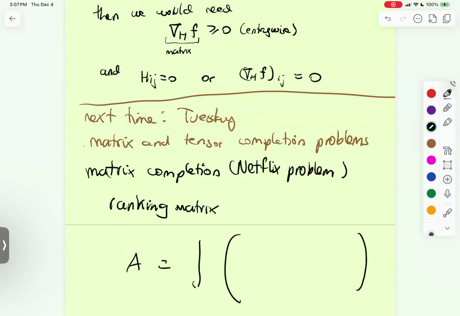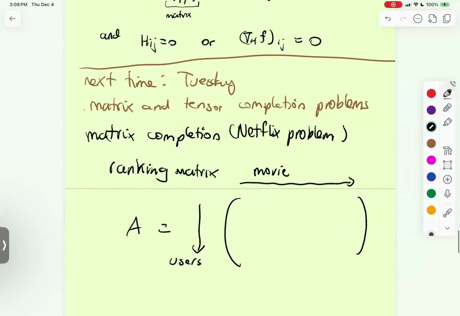Here, maybe one of the indices is for the user, and the other index is for each movie. For example, how did this user rank these movies from 1 to 5? The entries would be 1 to 5 for a 5 star. But many users don't rank the movies at all, right? So this matrix is incomplete by any stretch of the imagination. You don't have complete access to this matrix because many entries are missing. That's the idea.